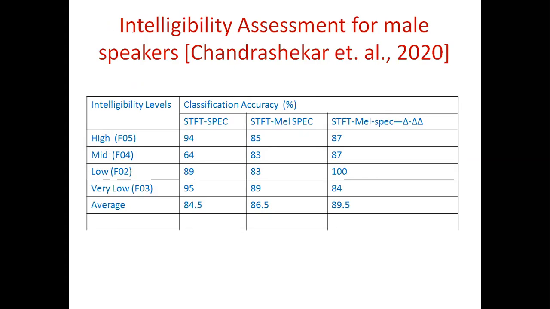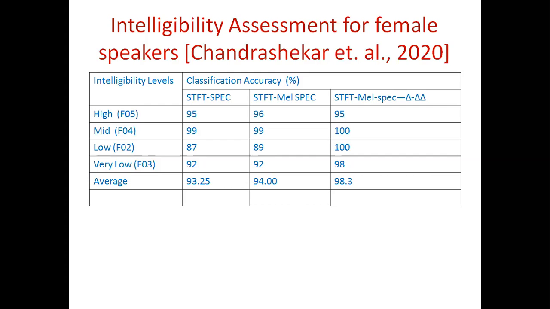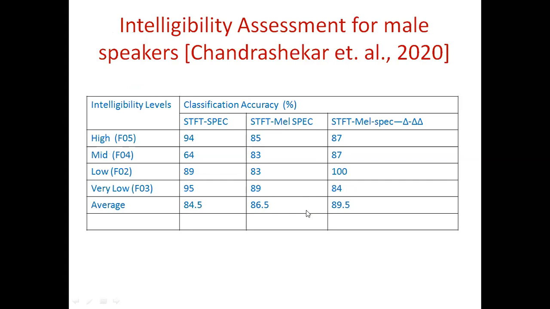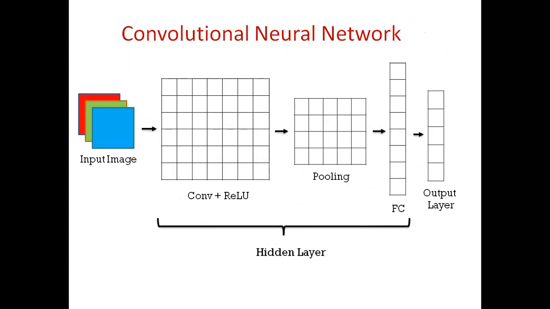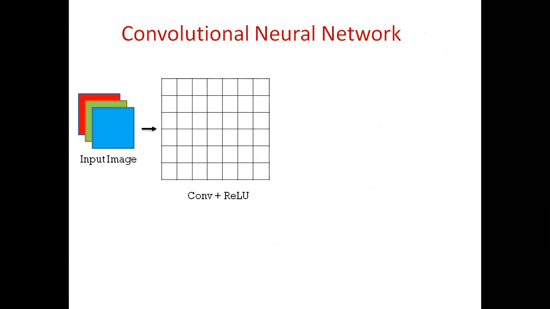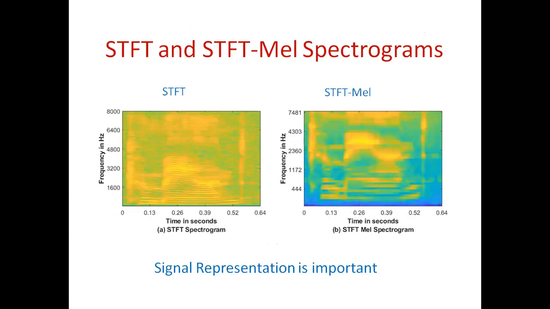And one thing you might have observed now, for female speakers, the accuracy is very good compared to male speakers. What could be the reason? The reason is when we represented the signal using either STFT or STFT MEL, for example, let us take STFT itself. Here, the distance between the two consecutive dark lines is, as I told you, the pitch. In case of male speakers, the pitch value is very low.